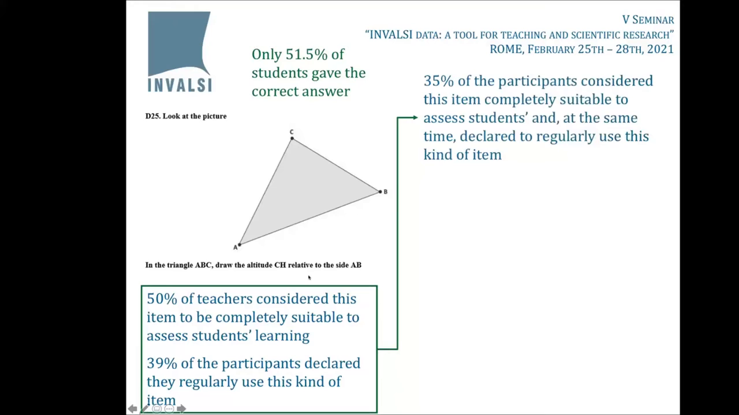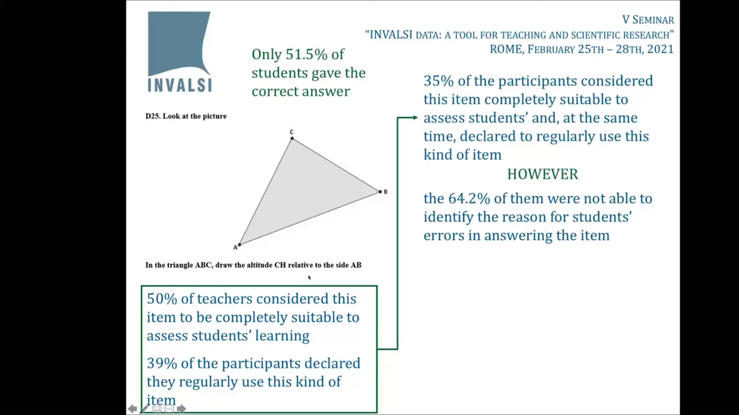Moreover, it can be seen that 35% of the teachers gave the maximum rank to both these questions, in particular that they made up 70% of those who considered the item completely suitable to assess students' learning. However, 74.2% of them were not able to identify the reason for students' error in answering the item.